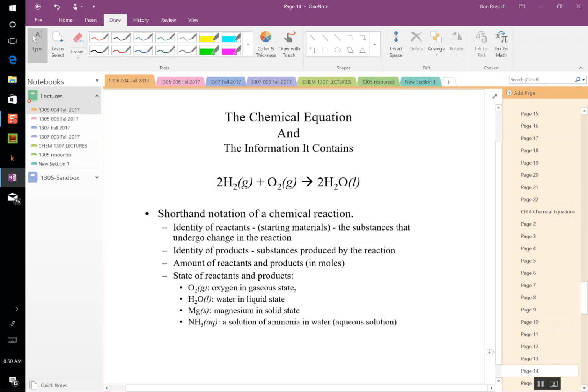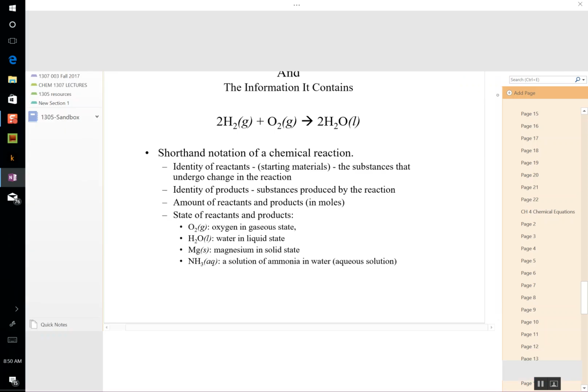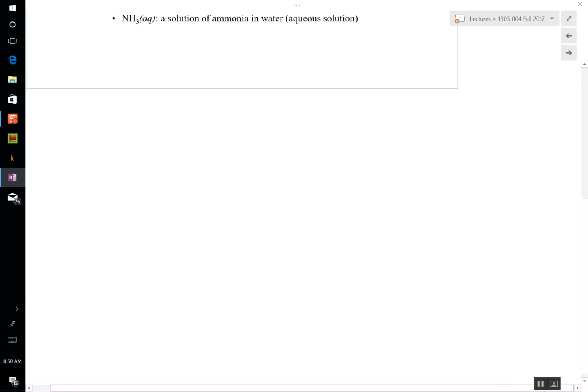Okay, the chemical equation. So I think I'm going to just get myself some blank space here. A lot of times I draw this out on the board. Not sure which is best, but if I do it right here, it's captured. The chemical equation. So let me introduce you to it.